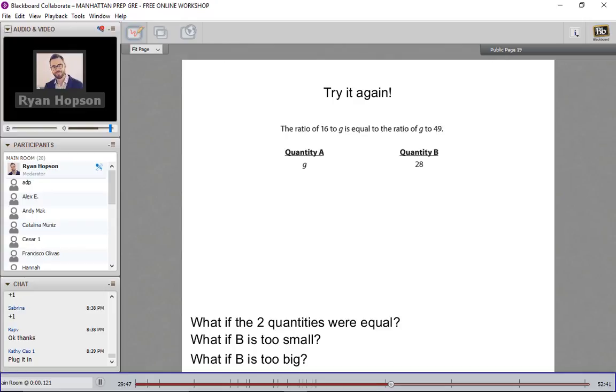So, who's got a calculator handy? Quick plus one if you've got a calculator right there with you. Excellent. Okay, my calculator crew. What happens if we just plug 28 in for G? What is 16 divided by 28? Good. 0.5714. Good. Okay, let's try it with the other one.